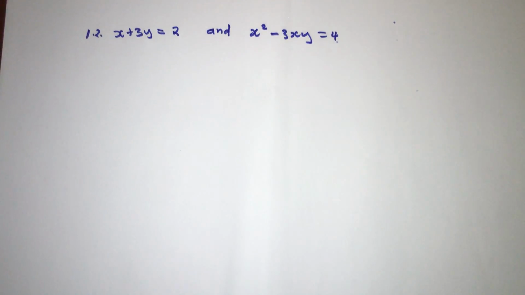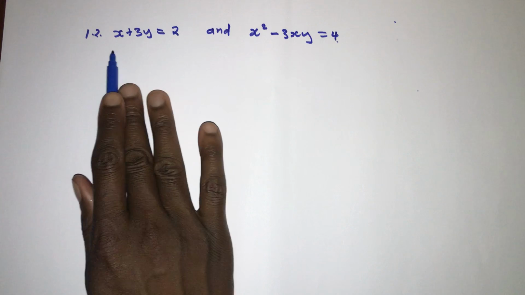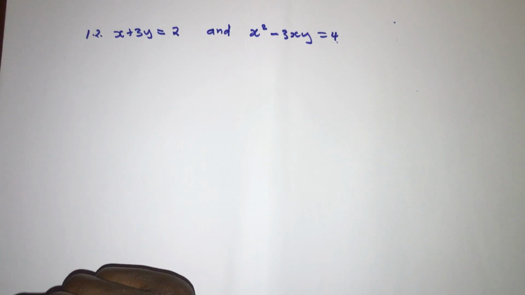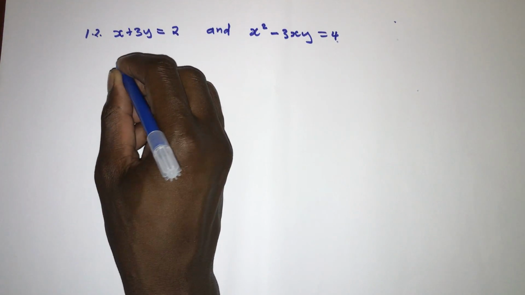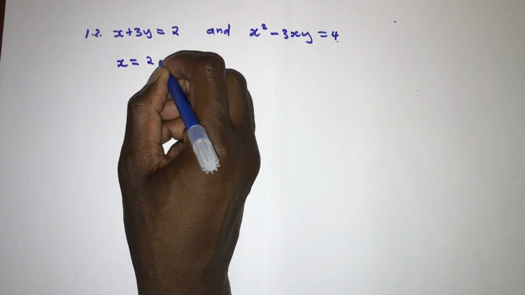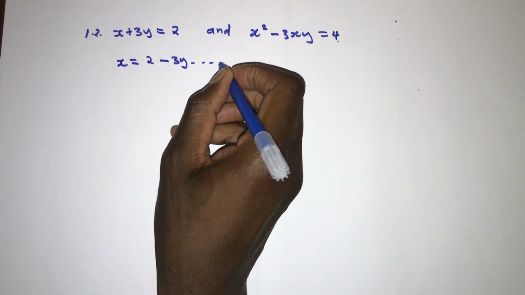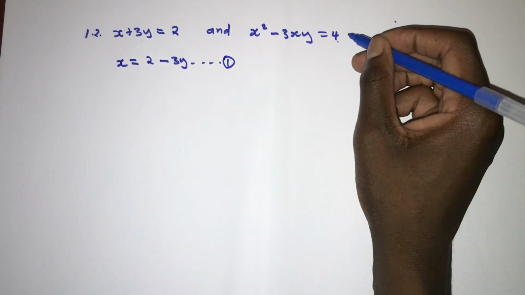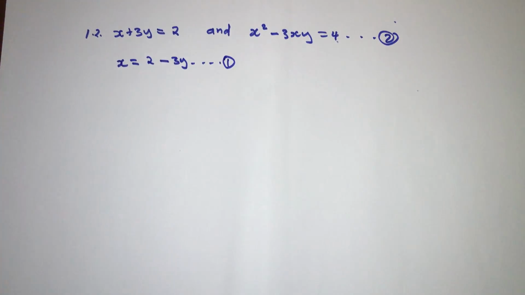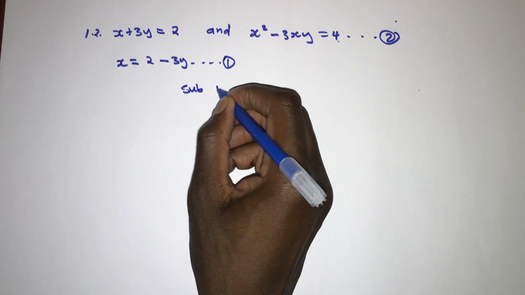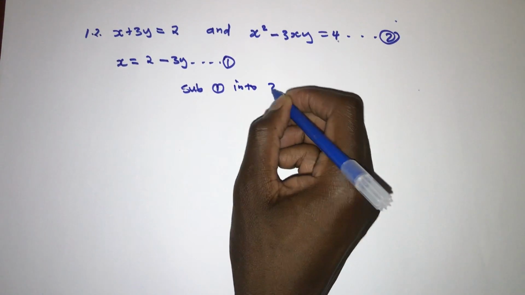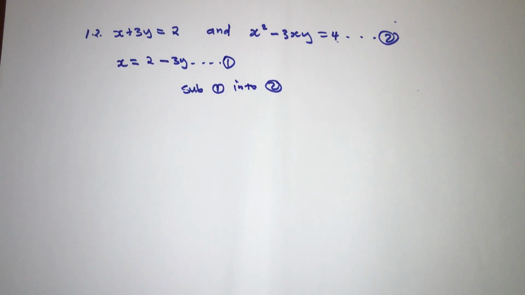So from here, what are we going to do now? We choose between x and y. Which one are we going to make the subject of the formula from the simplest equation? So this is our simplest equation. You choose which one you are going to make the subject of the formula. So I choose x. So here I'm going to say x is equals to 2 minus 3y. So I will call this one equation 1, and then I will call this one equation 2. So now I'm going to substitute equation 1 into equation 2.